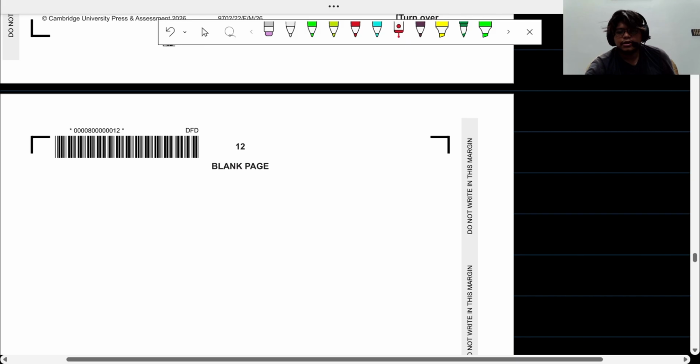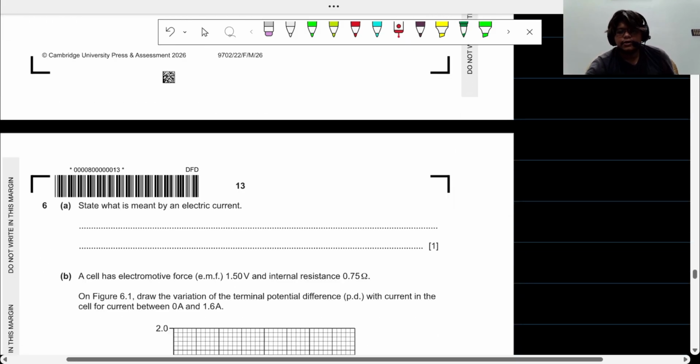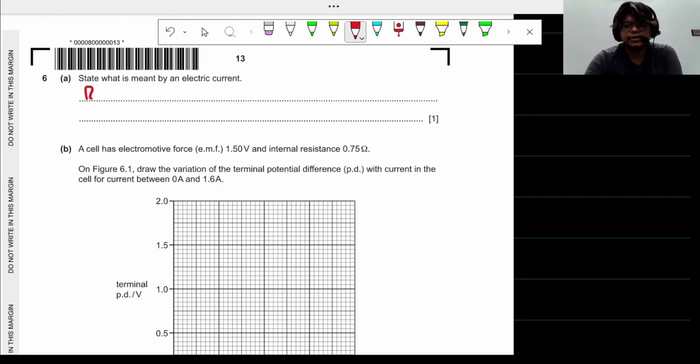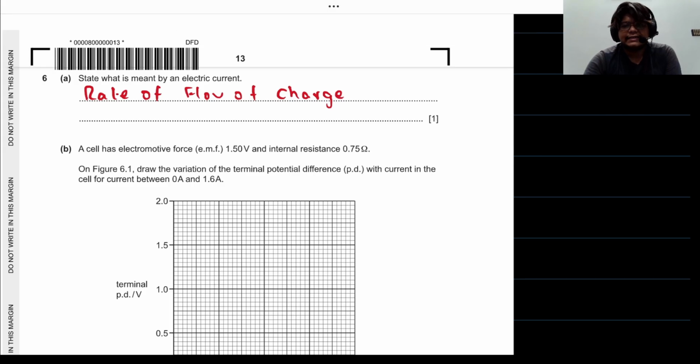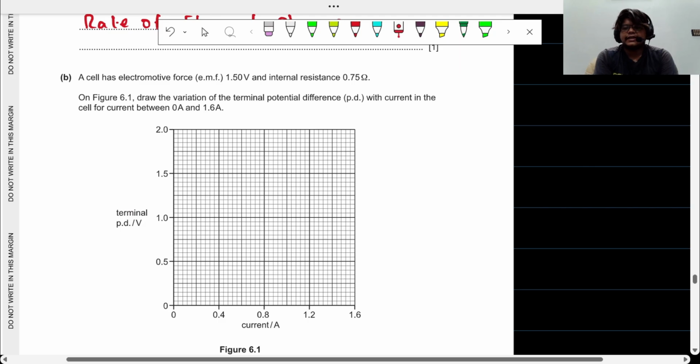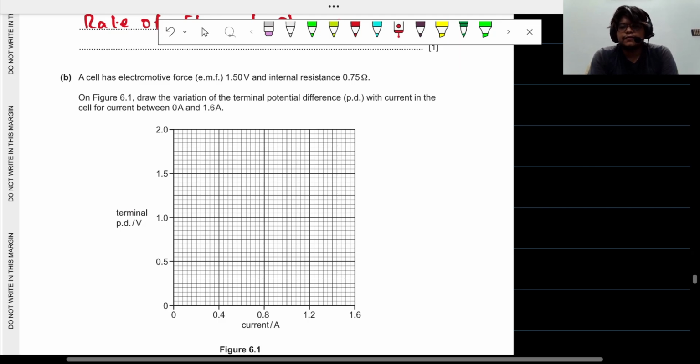Now let's get ahead to question number 6, which is electricity. So state what is meant by electric current. So it is the rate of flow of charge. All right. Then it says we have a cell which has an electromotive force of 1.5 volts and an internal resistance of 0.75 ohms. On figure 6.1, we need to draw the variation of the terminal PD with current.